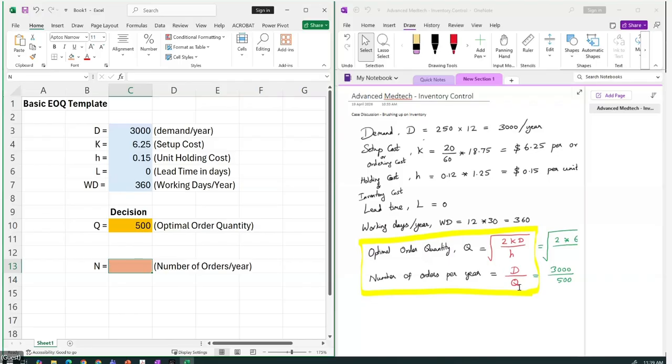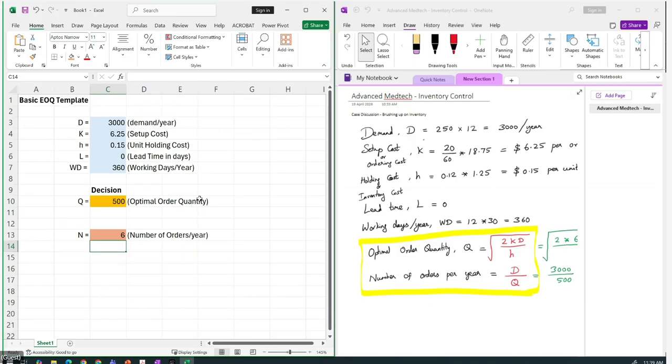Now tell me, number of orders. Here, what should I write? Formula? D by Q, which is 6. With me? Shall we move on? I hope everybody has got this. Yes, sir.